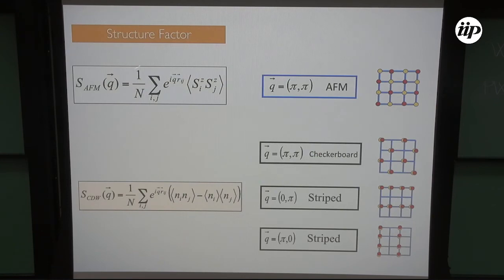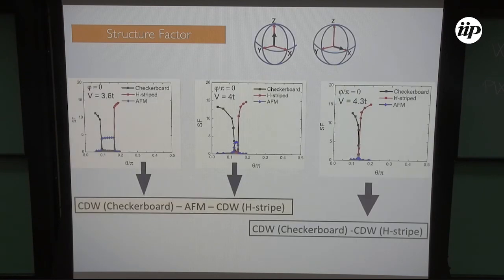So one other way to do that is to look at the structure factor. For antiferromagnetism, we'll look at the structure factor for spin correlations, and if it has a maximum at pi, then we have antiferromagnetic correlations. If it has a maximum of the charge structure factor at pi, then we have this checkerboard, and we can have striped, horizontally or vertically oriented. So here, looking at the structure factor, we see we go to checkerboard and then antiferromagnetic and then horizontally striped. And as we increase V, we see that this antiferromagnetism gets reduced here in the center until it disappears. So we can have a crossing from checkerboard to antiferromagnetic to stripe, or checkerboard directly to stripe.